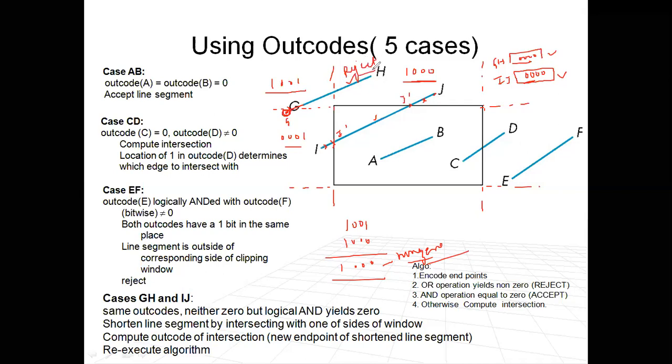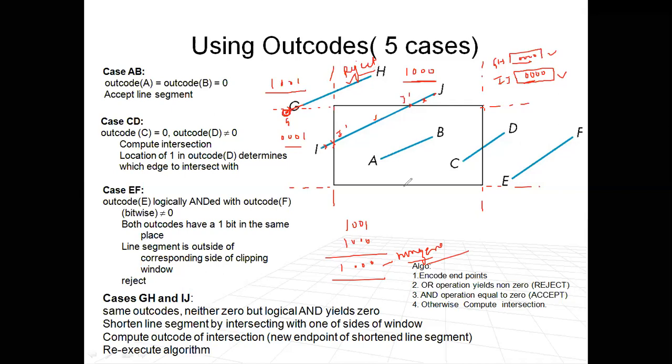Okay, so the same procedure will be followed one after another. You perform the operations one after another. First you check whether the line is completely acceptable or completely rejectable. Then you check whether the line can be clipped or not. So two methods will allow you to accept and reject, and another method will allow you to clip.